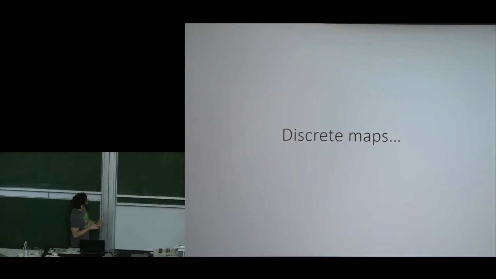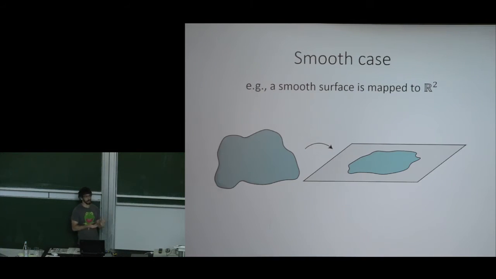So that summarizes our quick introduction. And now let's discuss how we're actually going to compute these maps. So of course, because we're dealing with a computation of maps, we actually need to have some form of discrete maps, because we can't work with continuous objects in a computer. And while in the smooth case, we think of some smooth surface that we want to map, for instance, in this case, we want to map this smooth blob to the plane.